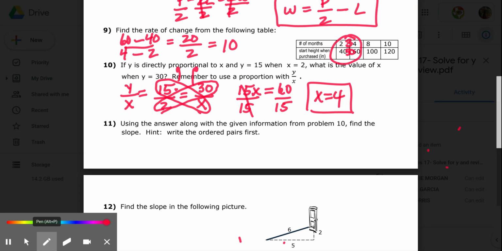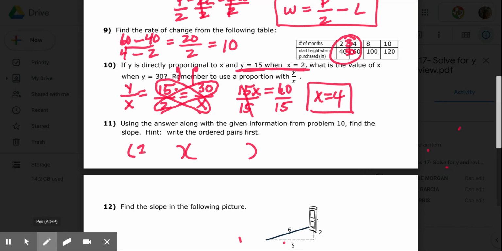All right, number 11, it says using the answer along with the given information from problem 10, find the slope. And it says hint, write the ordered pairs first. All right, so let's go ahead and write the ordered pairs. So on the very first one right here, when y is 15 and x is 2, that's going to be an ordered pair of (2, 15). And then it says, what is the x when y is 30? Well, we found the x was 4 and the y is 30.